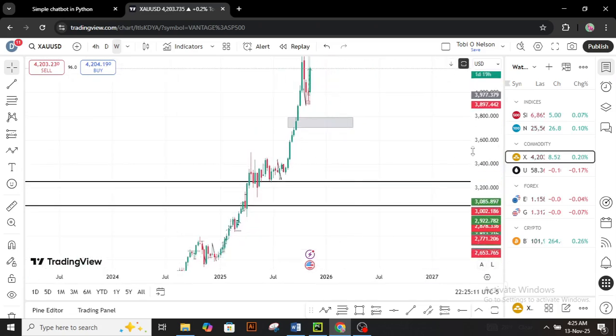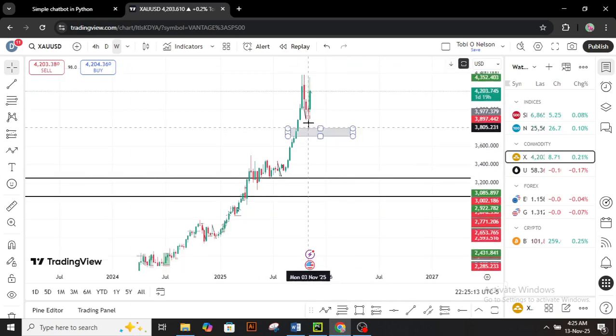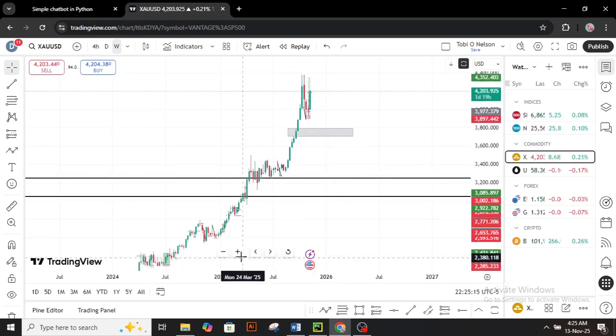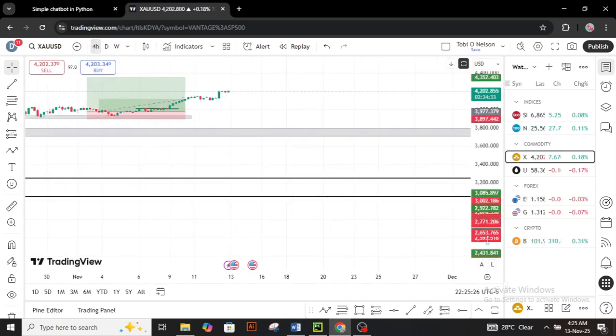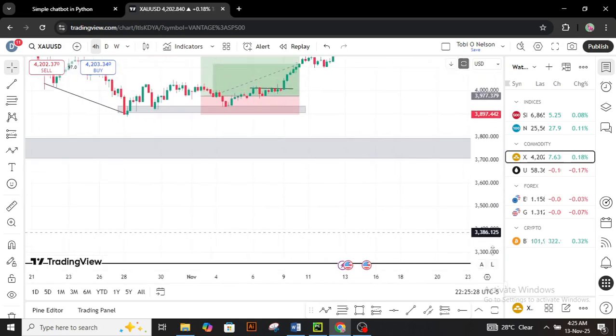Now, this is where we are. This leg is already going. So you want to wait for a pullback, like this kind of pullback, and then come to your entry time frame and look for an entry opportunity. So this is what I want to show you.